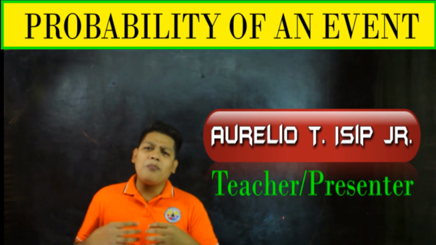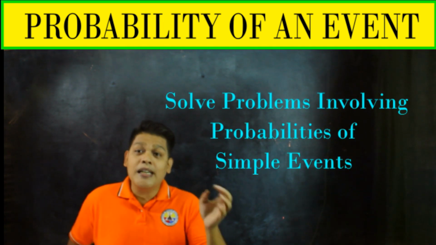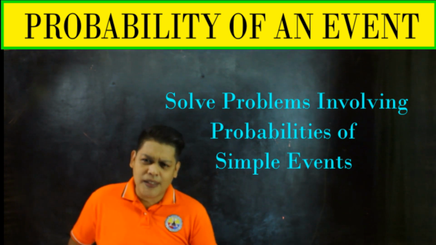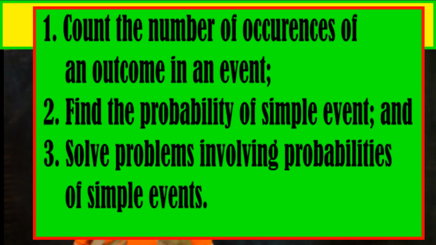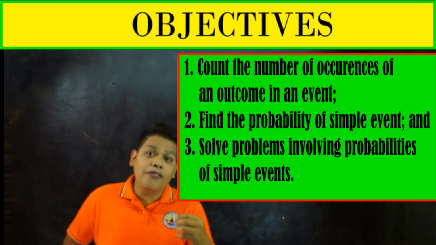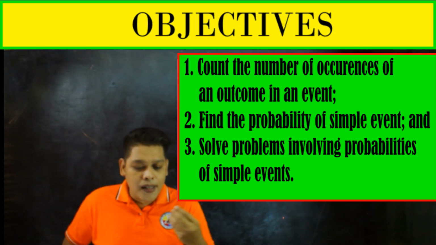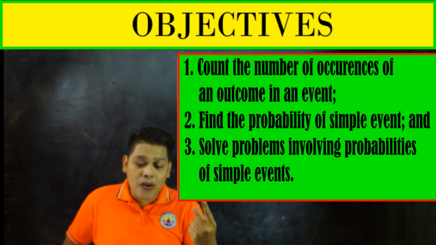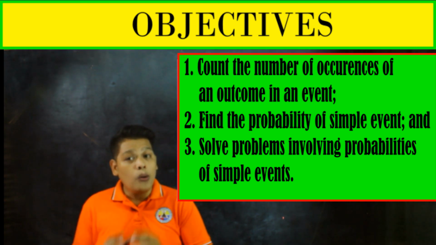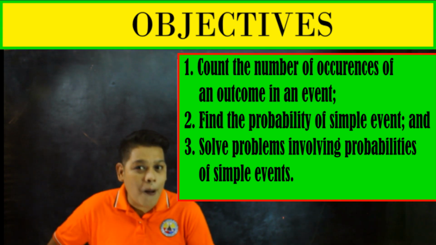So the topic that I will present today is all about solving practical problems involving the probabilities of simple events. So the objectives are, first, we will count the occurrence of the outcomes of an event or experiment. The next is we will find the probability of simple events. And number 3 is we will solve problems involving the probabilities of simple events.